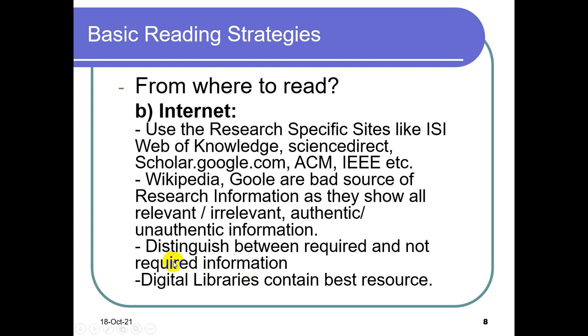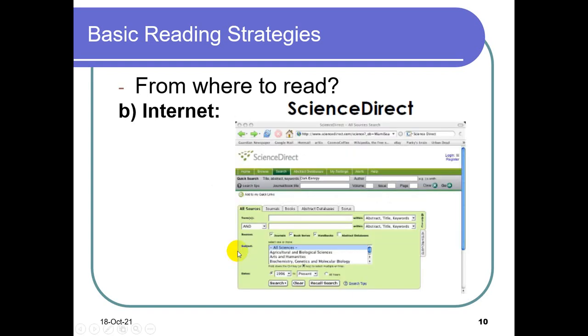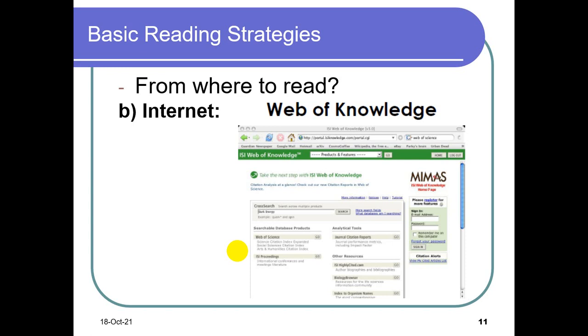And now, as you all are connected, digital libraries contain the best resources. All the research community puts their data in the digital libraries, and these are all connected, so you can get the relevant, reviewed and tested research papers from these places. And now, in fact, this is from where to read, Science Direct. I just added a screenshot of Science Direct. You can use it, you can use your Web of Knowledge.